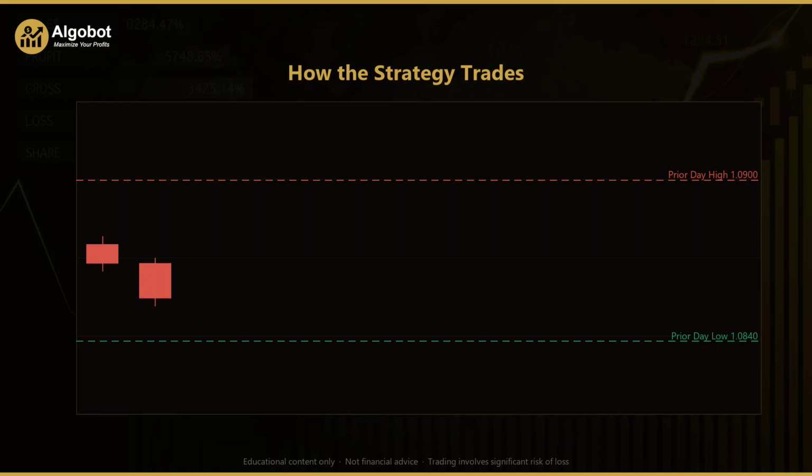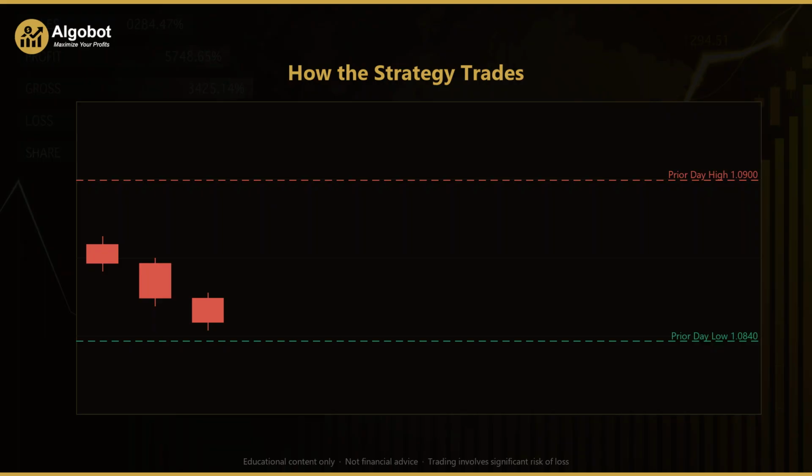What you're looking at is an illustrative example on a Euro to US dollar style chart. The two dashed horizontal lines are the heart of the whole strategy. The upper line is the prior day high, sitting at 1.0900. The lower line is the prior day low, at 1.0840. Everything the strategy does revolves around these two levels, because they're the boundaries of yesterday's range and the prices that the most traders are watching.